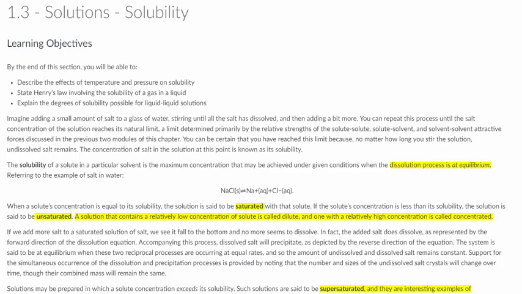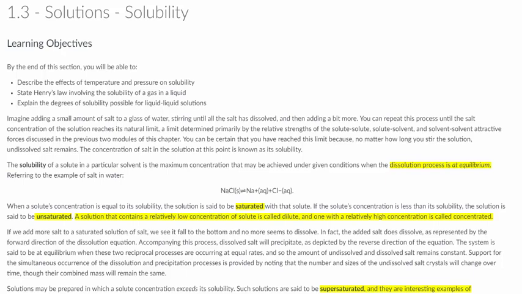An unsaturated solution means that the solvent can hold more solute. So if you sprinkle some salt into a glass of water and you just have a pinch of salt, just a little bit, that solution is unsaturated. You can add more salt and the solvent will dissociate the solute.